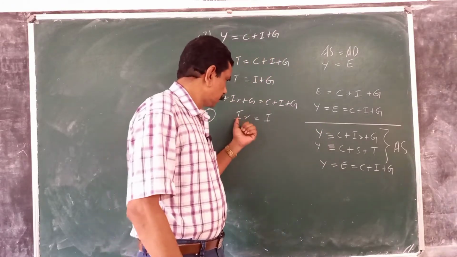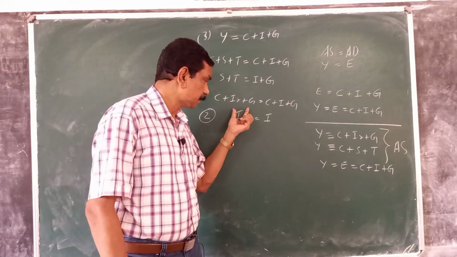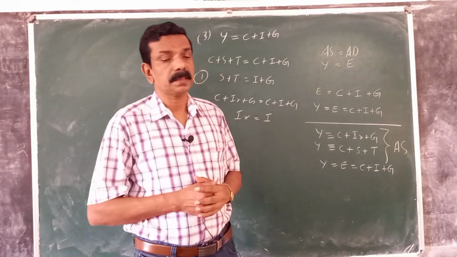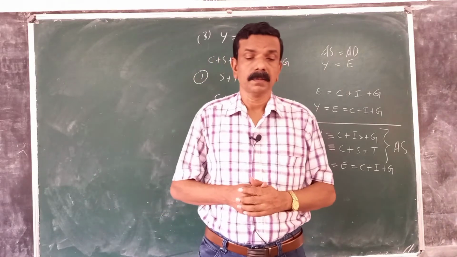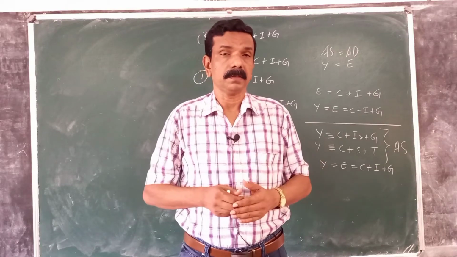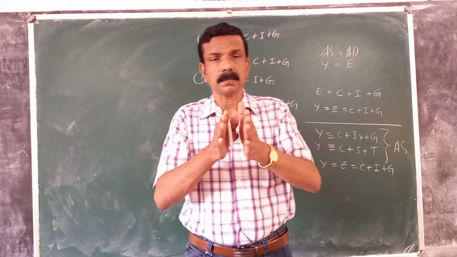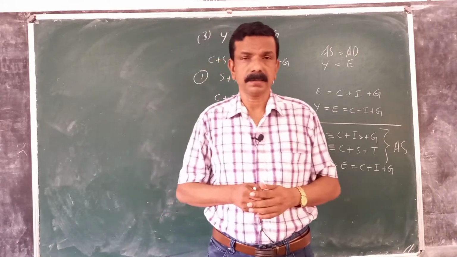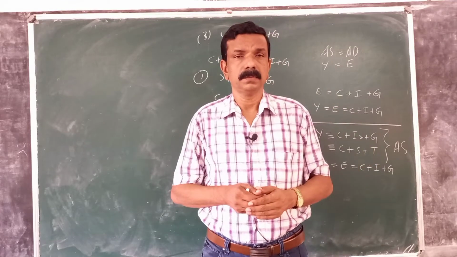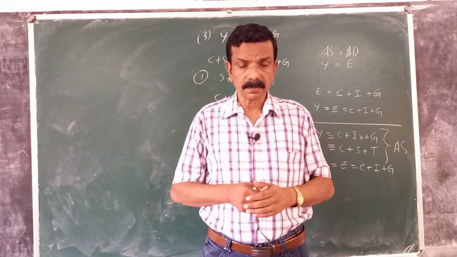The third condition for equilibrium states that realized investment must be equal to what is known as desired investment. Desired investment and realized investment will be equal. That is the third condition for equilibrium. Our macroeconomic equilibrium occurs if desired investment expenditure is equal to actual investment expenditure.